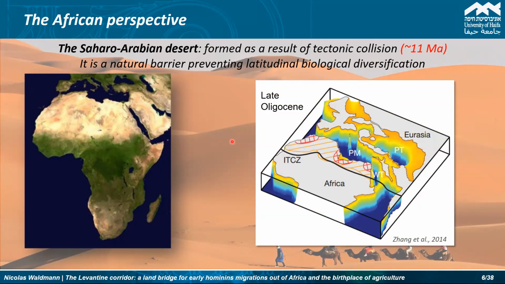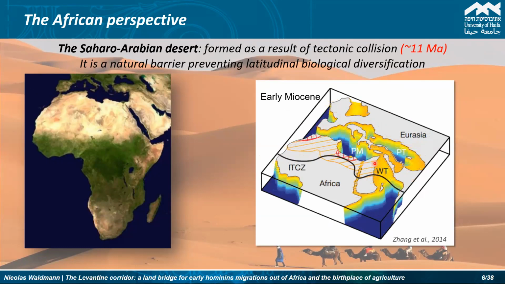Of course, through time you had these oscillations. If I start from the beginning, already in the late Oligocene, the ITCZ was much north of today. We have the proto-Mediterranean connected to the Western Tethys, and here is the Paratethys. We are located somewhere over there, and there is basically no Sahara.